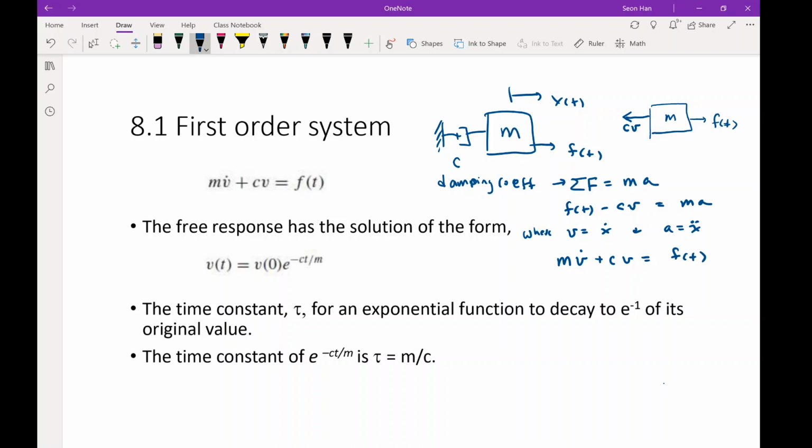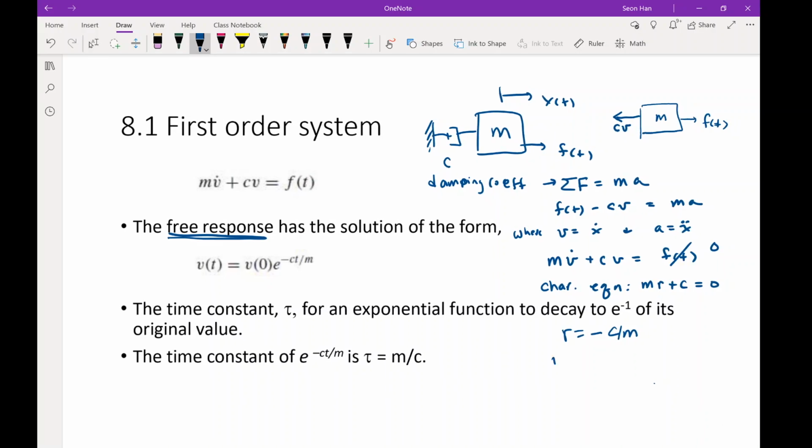Now we're only considering the free response, so we set the right hand side equal to 0 and solve this with the initial condition. The characteristic equation is M times r plus C equals 0. If you don't recall how to find the characteristic equation, you need to go back to Chapter 2. And r is negative C over M. So the homogeneous solution V equals some constant times e to the minus C over M t.